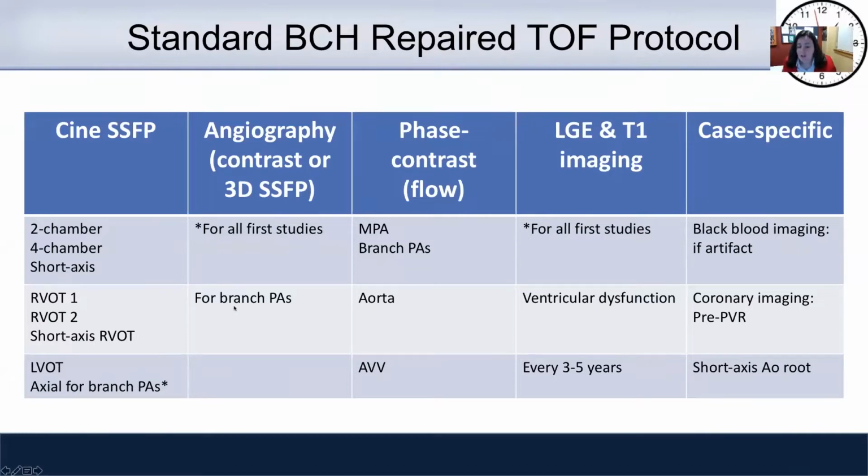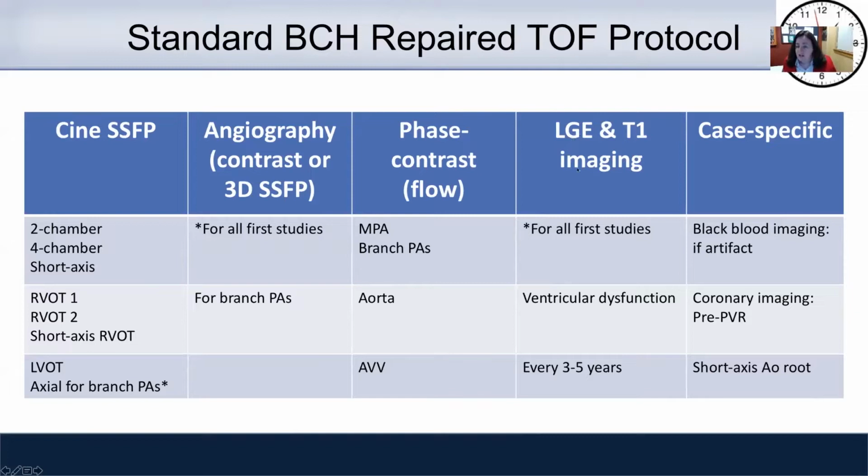This is particularly helpful in looking at the branch PAs. We do a great deal of phase contrast or flow imaging, such that we look at flow both in the main and branch pulmonary arteries, as well as the aorta and AV valves.